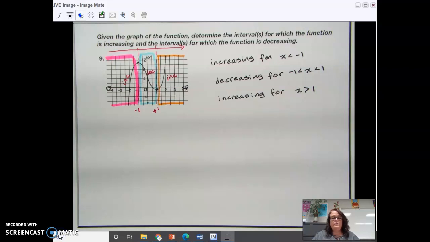So again, I apologize for this lesson being a little bit long, but I wanted to talk real slow and do lots of diagrams so that you could understand what I was saying.